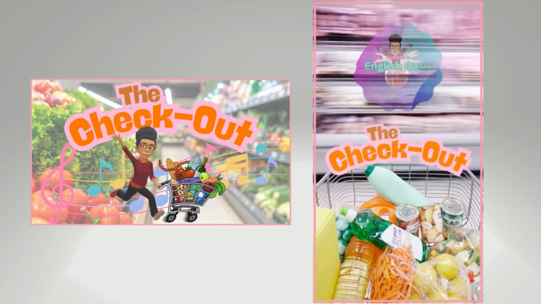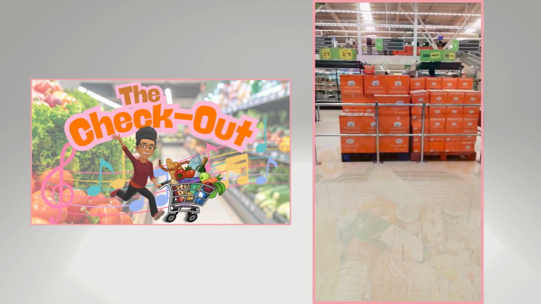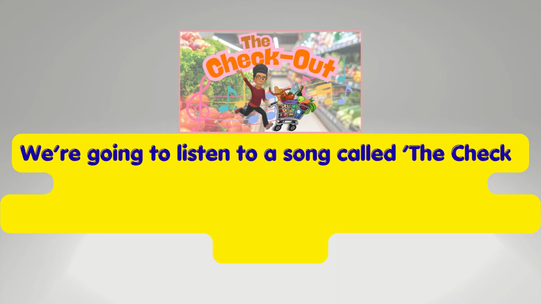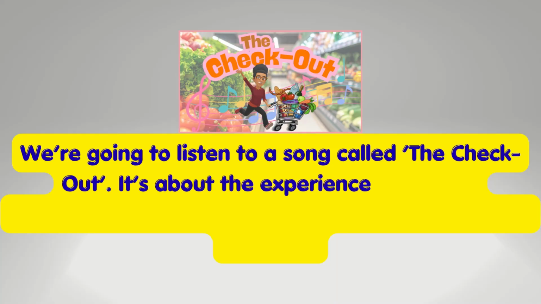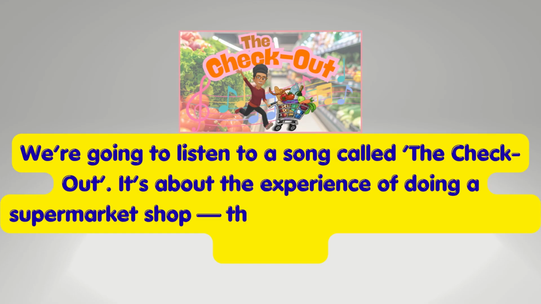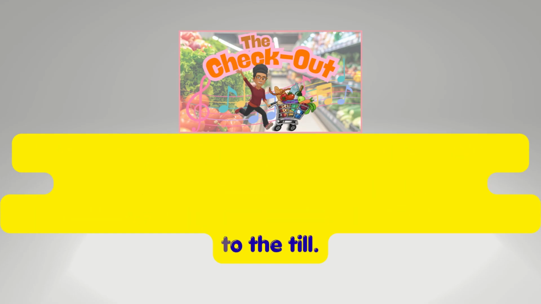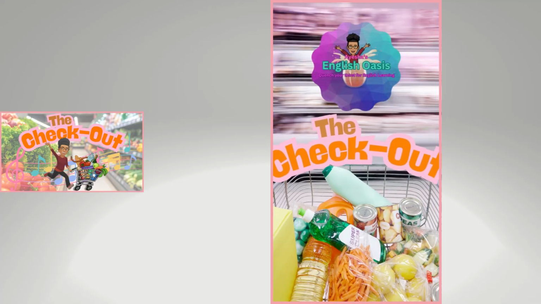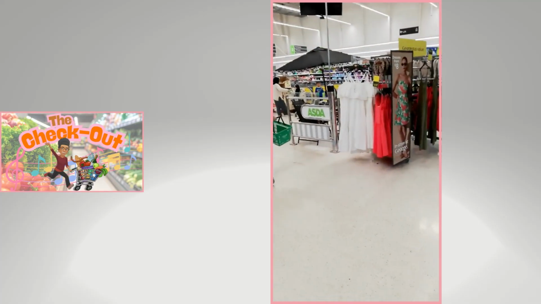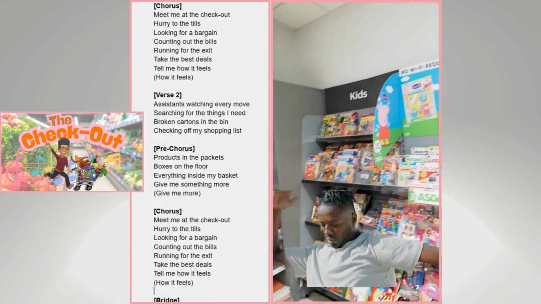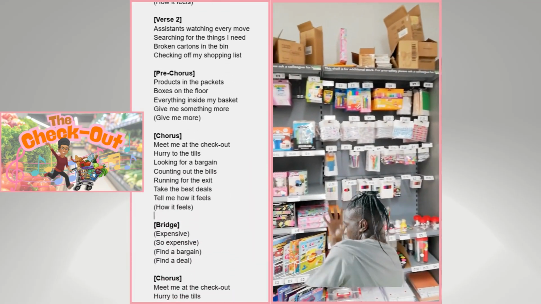Stage 3, presentation. This is where the song becomes the lesson. Tell students, we're going to listen to a song called The Checkout. It's about the experience of doing a supermarket shop, the stress, the prices, the rush to the till. Play it once all the way through for gist. Then play it again with the lyrics visible. Don't stop it, let the music work.